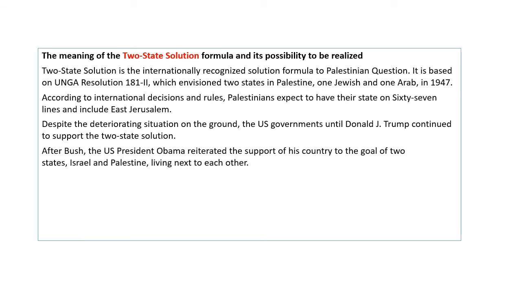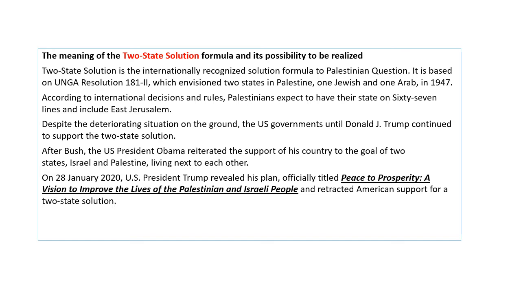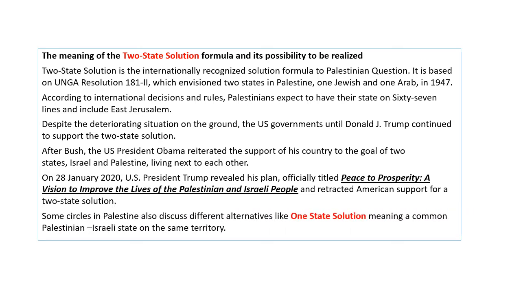On January 28, 2020, U.S. President Trump revealed his plan, officially titled Peace to Prosperity. A vision to improve the lives of the Palestinian and Israeli people, it retracted American support for a two-state solution. Some circles in Palestine also discuss different alternatives like a one-state solution, meaning a common Palestinian-Israeli state on the same territory.